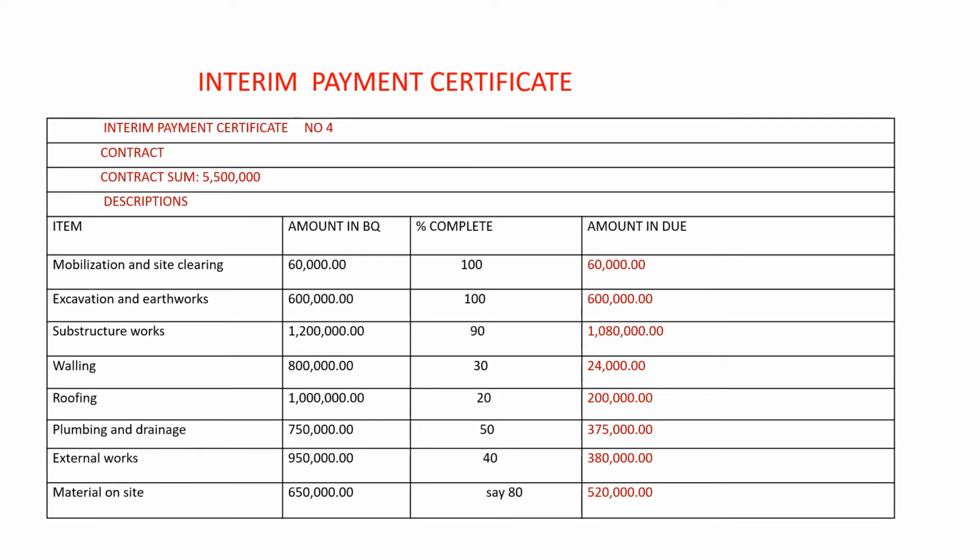That is 600,000. The second one is 600,000 and it is up to 100% completion, meaning we are going to pay the contractor 600,000 times 100%. That gives us 600,000. And then we have substructure works, which is 1,200,000. It is up to completion 90%. So it's 90% of 1.2 million, which gives us 1,080,000. Then we have walling.